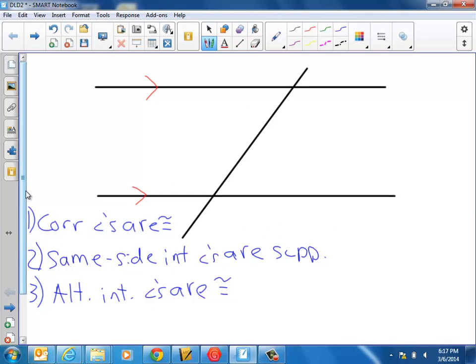So let's see if we can go ahead and find those things above. Let's go ahead and color code this. The corresponding angles will be black here. Let's just find a few here. We're not going to find everything in this picture because there are a lot.